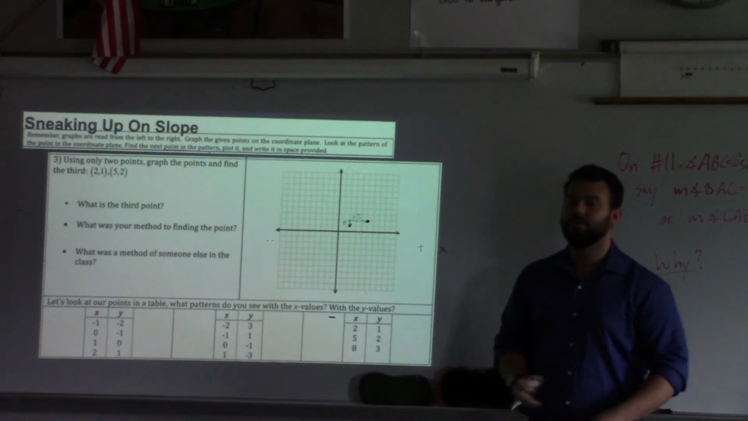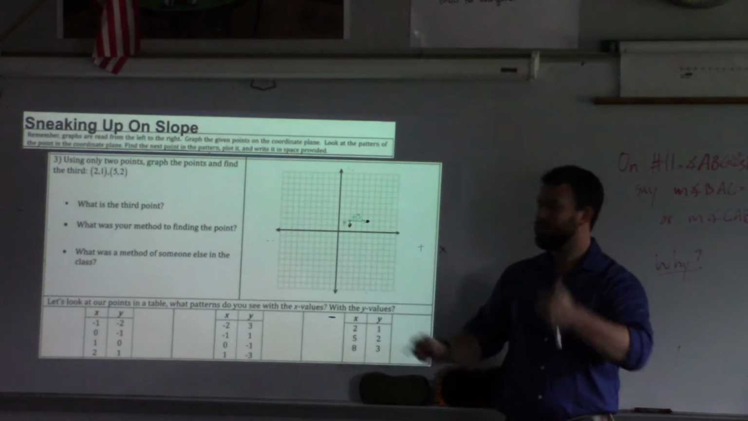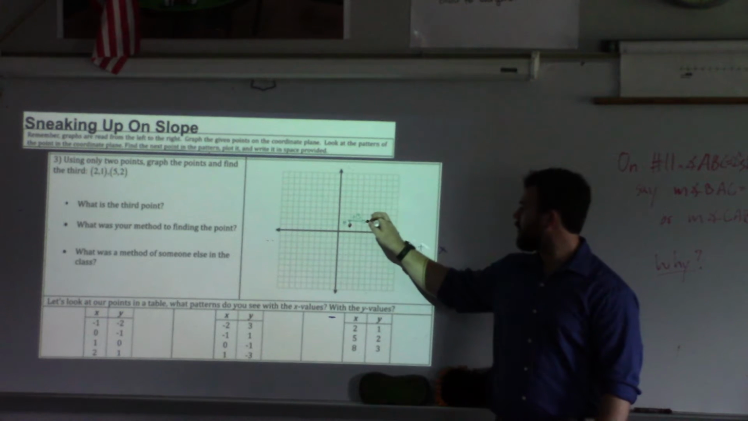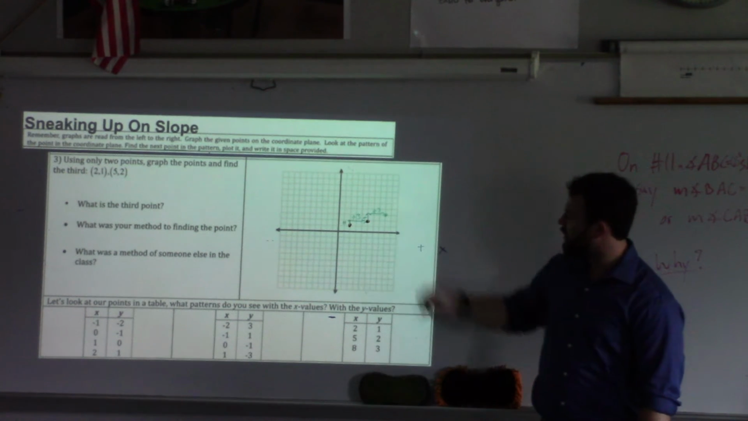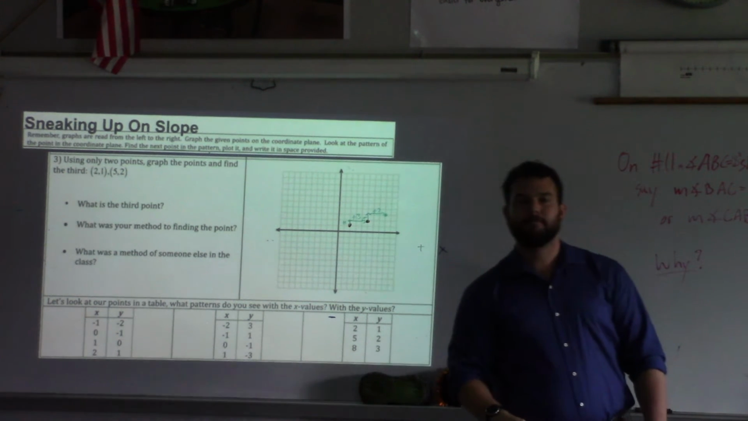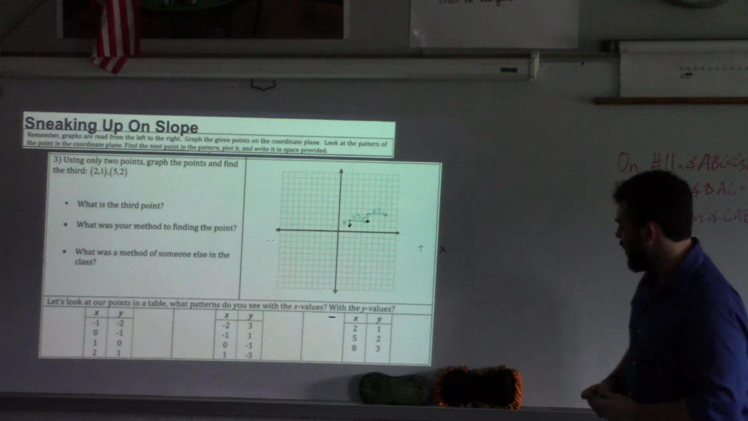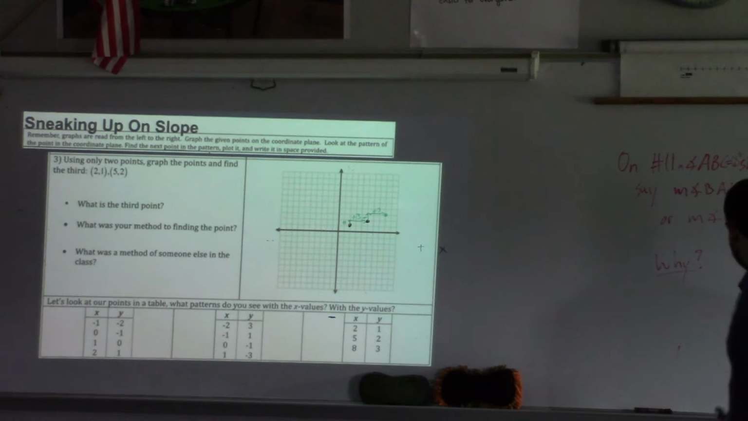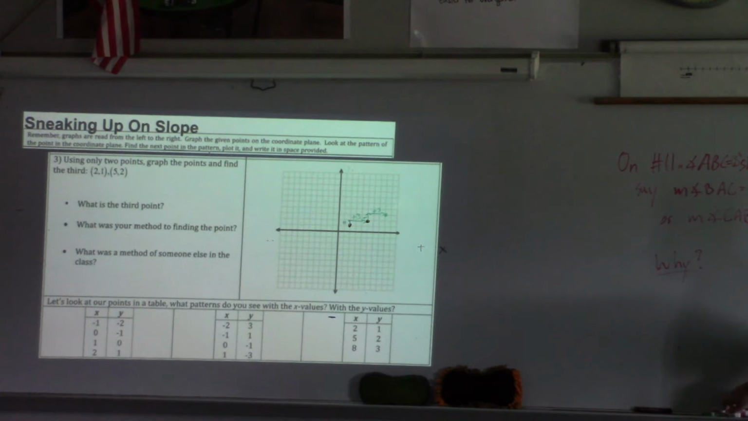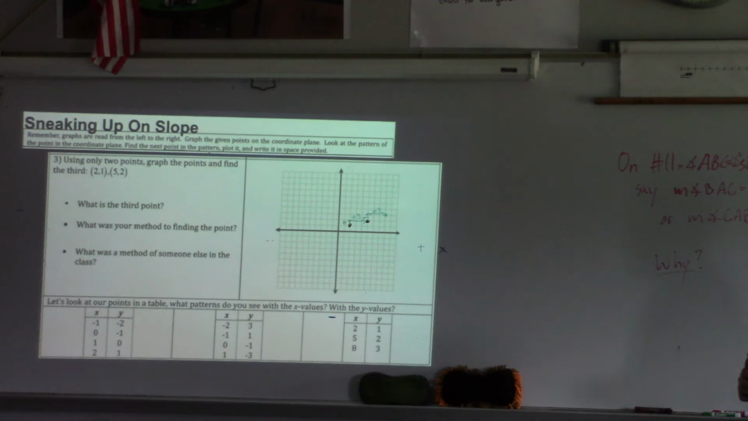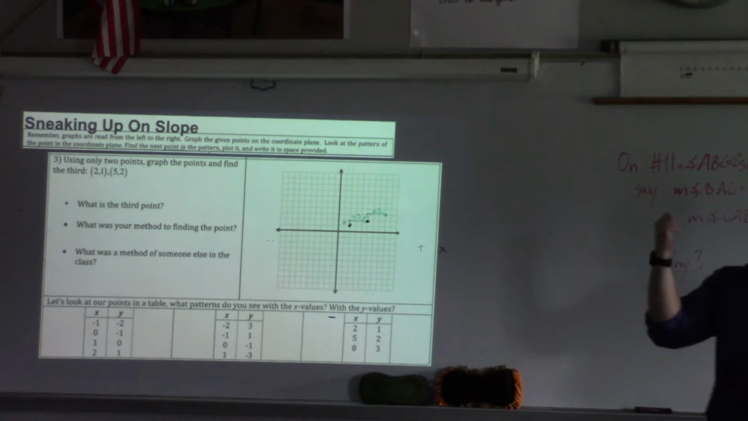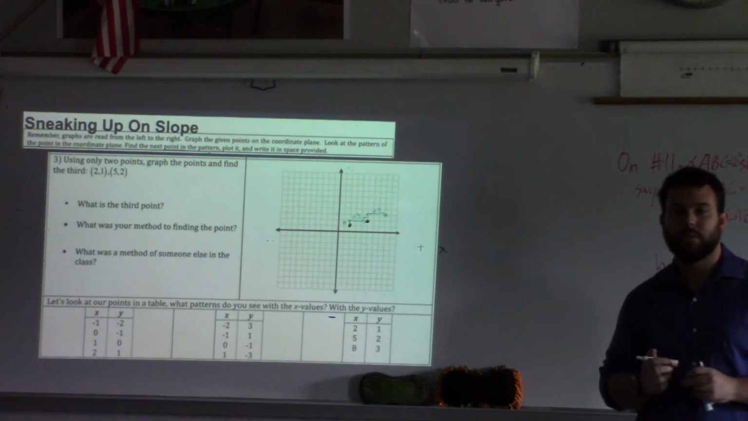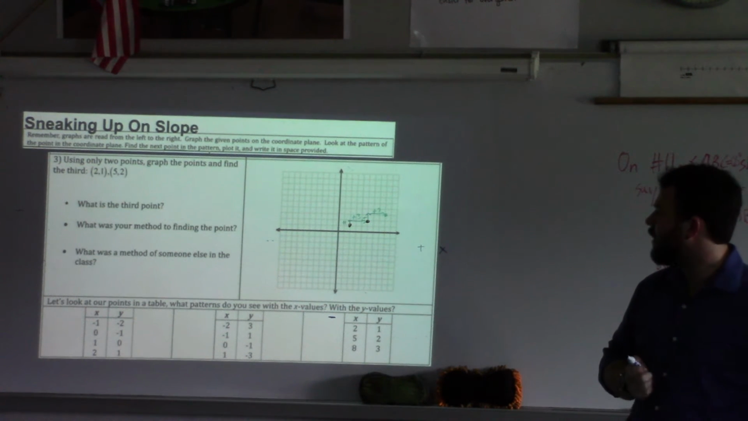So what could I continue to do? Down 1, to the right 3. Down 1, to the right 3. Does it look like those points are following a line? Yeah. Gabe, is there another direction I could have gone? Any ideas? So I went down 1 to the right 3, but I ran out of room. Is there another way I could have gone?